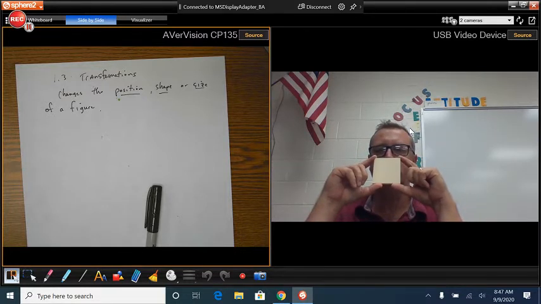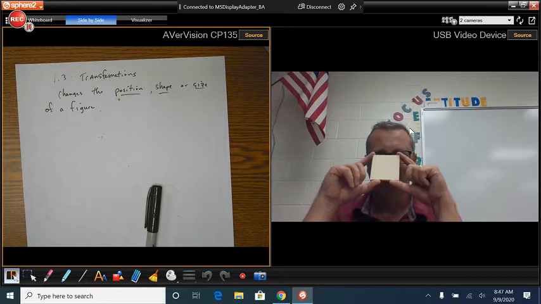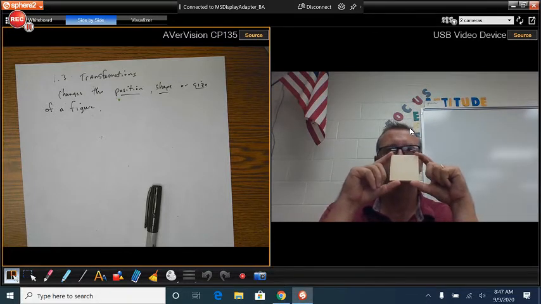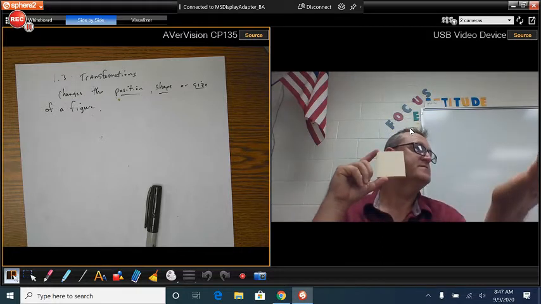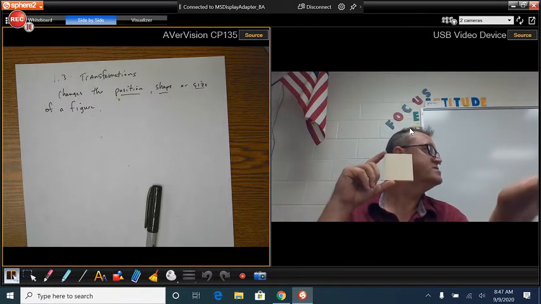So, for instance, if I have a nice little rectangular square pad, everyone see this pad in front of my nose? I don't make fun of my big nose. Everyone see this pad? Okay, so where it is right now, I can move it 2 inches to your right, my left. I just did. That's called a transformation because I moved its position.